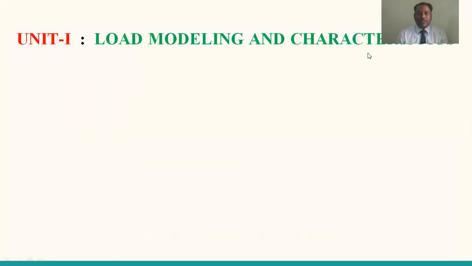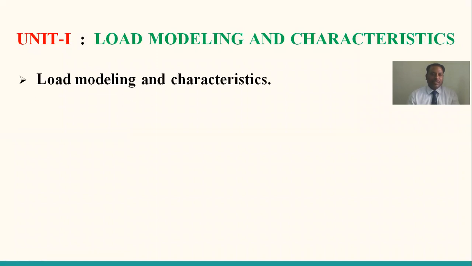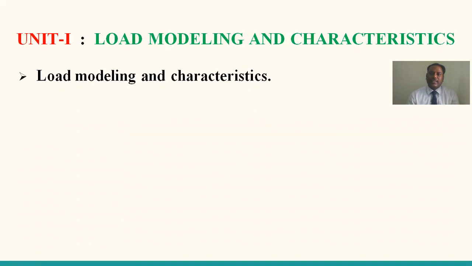What is unit number 1? Unit number 1 consists of load modeling and characteristics. Because the distribution system is completely user friendly, in the sense that it is consumer relevant, consumers utilize different kinds of loads, and those characteristics differ from one consumer to another. Therefore, at any time we have to model the load and analyze those characteristics.